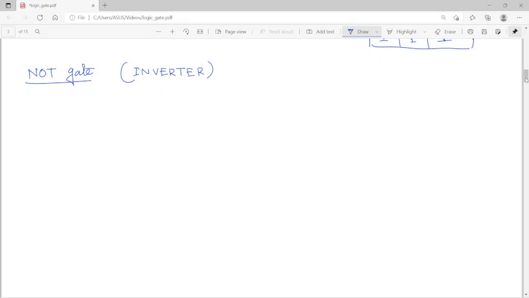That means if I am putting 1, I am getting 0. If I am putting 0 as input, I am getting 1 as an output. That means in that case, this is a one input, one output. Y equals to A bar. Bar means complement. And the corresponding circuit diagram looks like that. That means if this is A, this is Y, this is nothing but A bar, right?